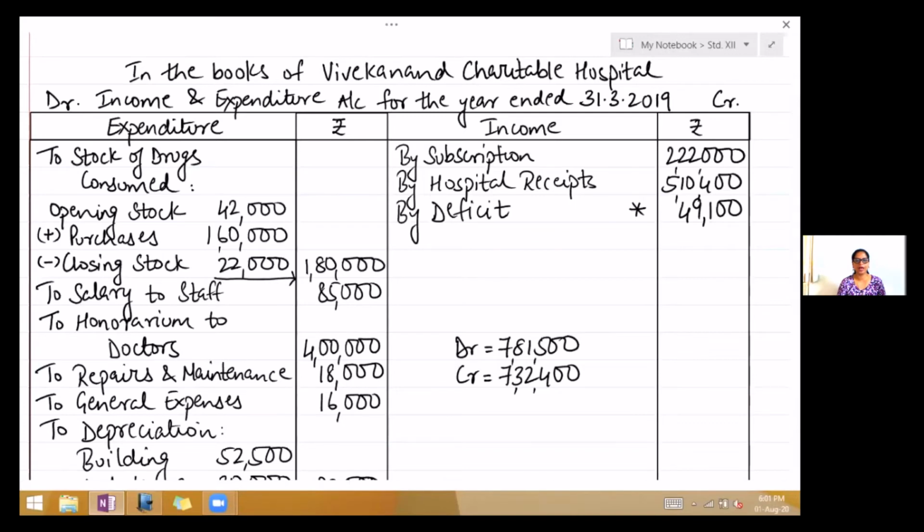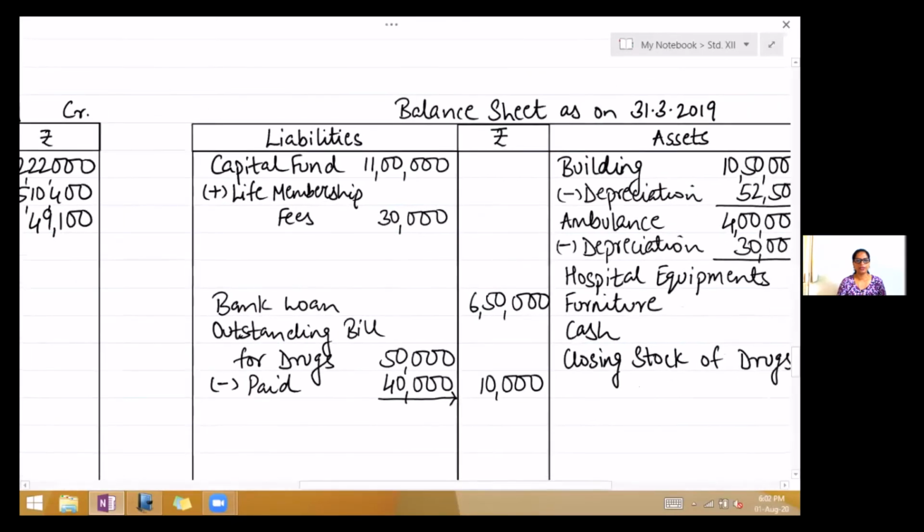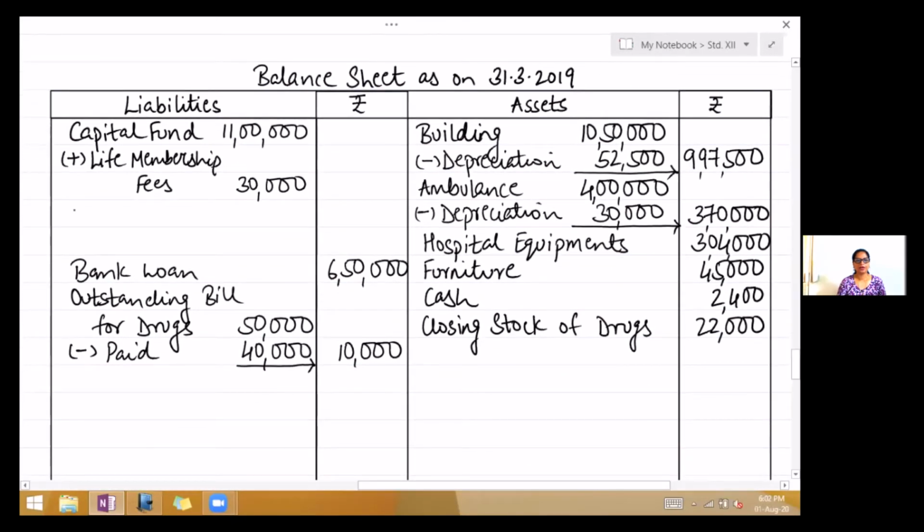Now what will we do with this deficit? The second effect of that will be deducted from capital fund. So come to the balance sheet, liability side, right there, less deficit 49,100. Now add the first two figures and deduct the deficit, and then take it to the outer column. So it's 10,80,900. Now total up the liabilities, total up the assets, and tally the balance sheet.